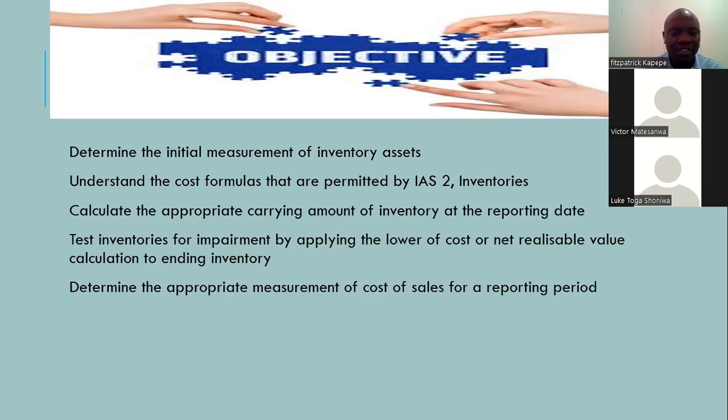Any of the two which is lower, that is what you pick and include it, it's basically prudence anyway. Five is to determine the appropriate measurement of cost of sales for a reporting period. So for inventory, you know that we'll use different valuation methods. You have FIFO, you have LIFO, and all those things. We even have, is it weighted average? You remember those things in the costing.